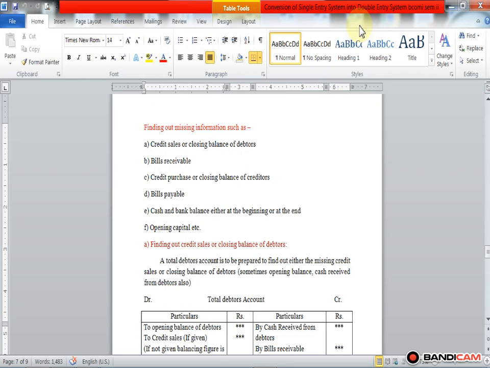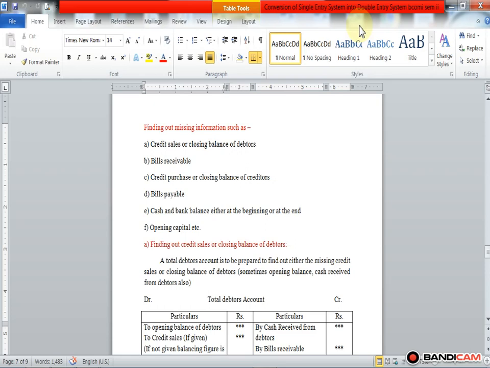Next one is cash and bank balance, either at the beginning or at the end. We also study how to find out the cash or bank balance either at the beginning or at the end. In the cash book, the opening balance of cash and bank and also the closing balance of cash and bank are given. If the cash book is not given, then the opening balance of cash and bank is given to you in the opening statement of affairs, and we find out the closing balance of cash at bank by preparing the cash book of the concern.